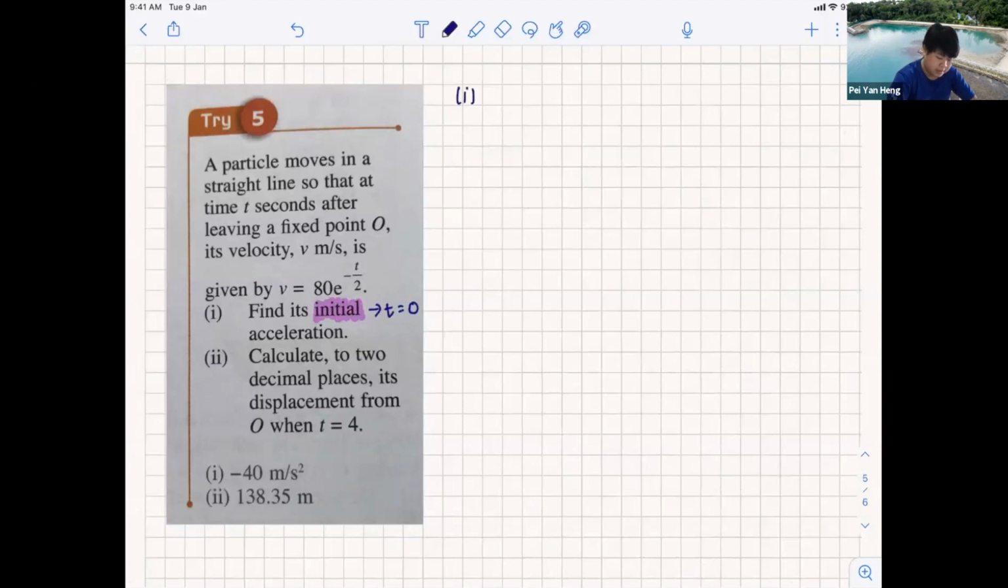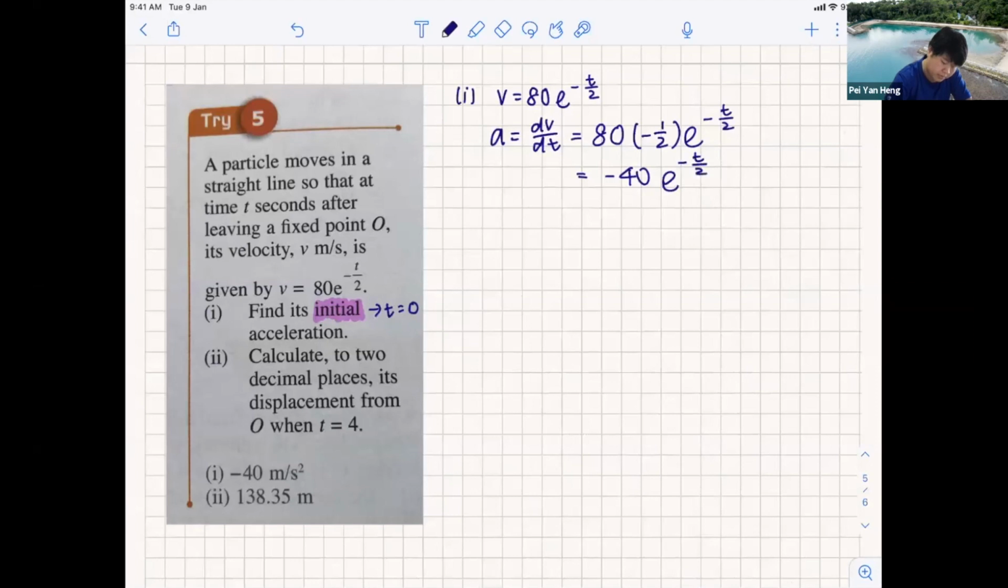We are given velocity v equals 80t e to the power minus t over 2. So to find acceleration, we need dv/dt. Okay, differentiate velocity with respect to time, so you get 80t multiplied by the power of the exponential function, which is minus half, that e to the power of minus t over 2. Okay, simplify this, you get minus 40t e to the power of minus t over 2.